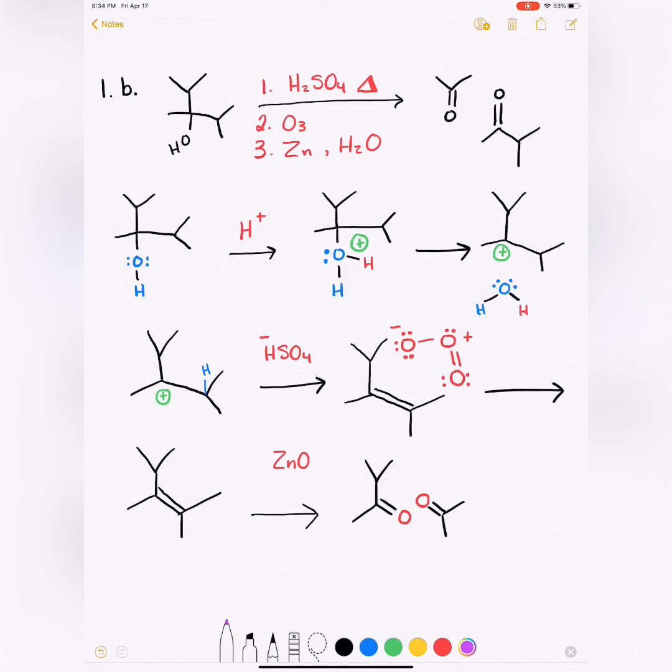Our second example starts out with 2,3,4-trimethyl-3-pentanol and ends up with 2 ketones. Now, the fact that we end up with 2 ketones and there's ozone in the list of our reagents makes me think that ozonolysis is going to occur here. Now, for ozonolysis to occur, we need a double bond. To create a double bond, we can go through an elimination reaction.